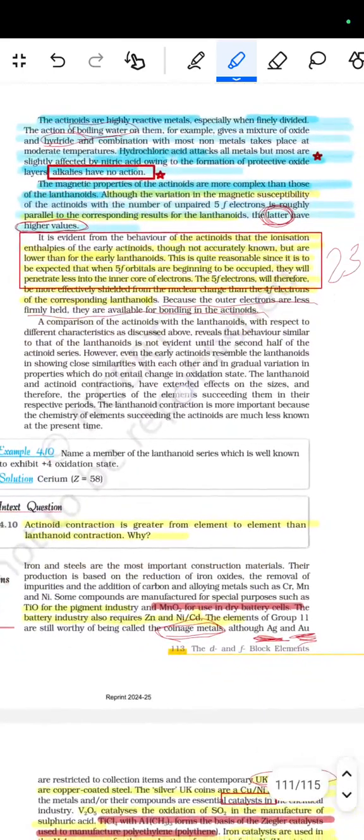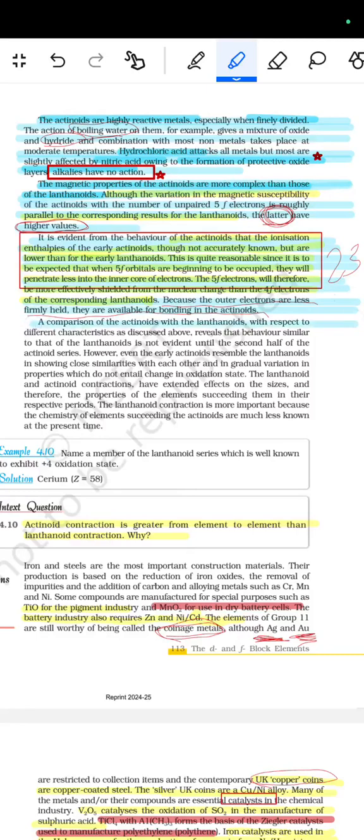After this, it was asked in Question 23 that it is evident from the behavior of the actinoids that the ionization enthalpies of the early actinoids, though not accurately known, are lower than those of the early lanthanoids. This is to be expected since when the 5f orbitals are beginning to be occupied, they will penetrate less into the inner core of electrons. The 5f electrons will therefore be more effectively shielded from the nuclear charge than the 4f electrons of the corresponding lanthanoids. Because the outer electrons are less firmly held, they are available for bonding in the actinoids.